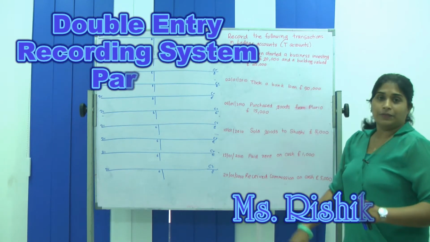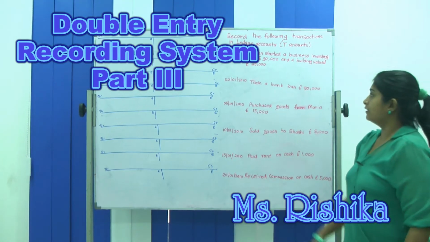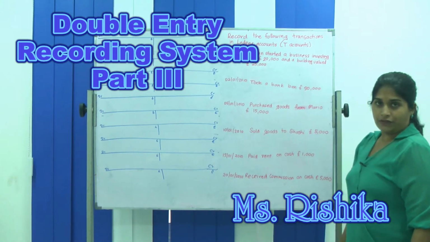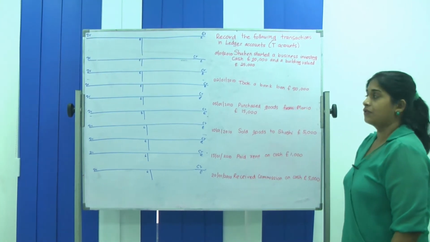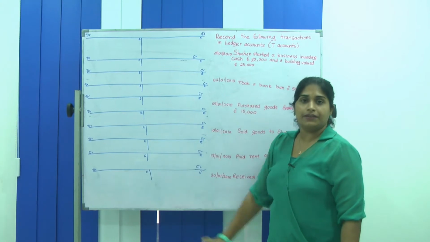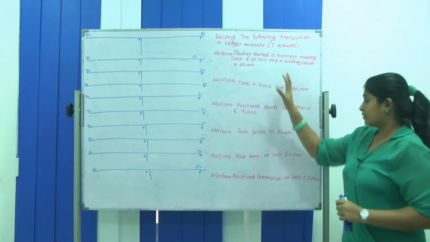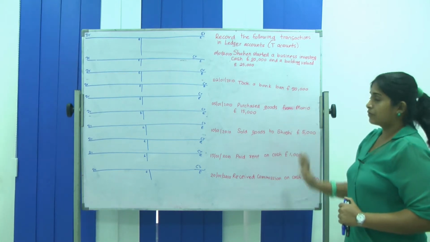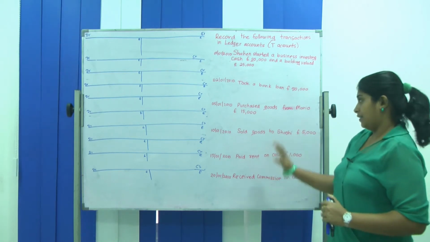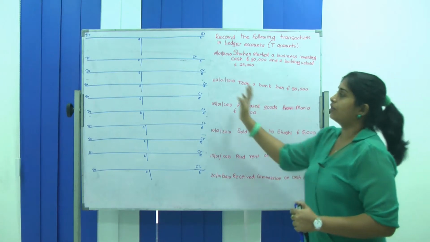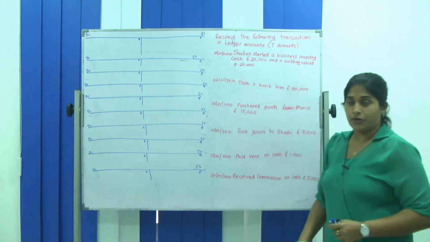Now in this video I'm going to teach you all how to record a few transactions when they are given together, how to record them in the T accounts or ledger account. First, there is an easy way. First you have to identify which accounts should be credited and debited. That is the easy way. Then after that I'll teach you how to record them all together.